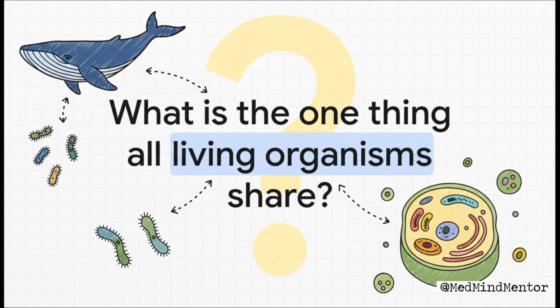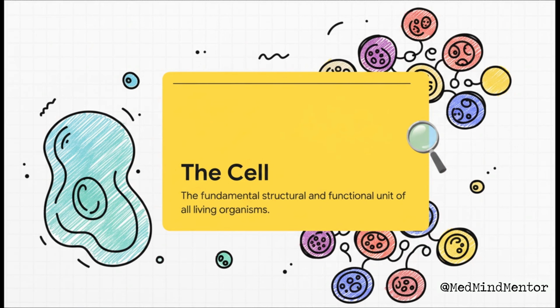Well, the answer is the cell. And this right here, this is the definition you've got to lock in. All life is made of cells. It doesn't matter if it's a single-celled organism like an amoeba doing everything in one little package, or a super complex organism like us. It's all built from this one fundamental unit.